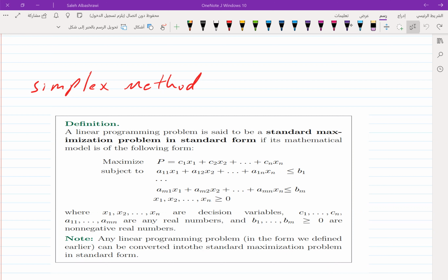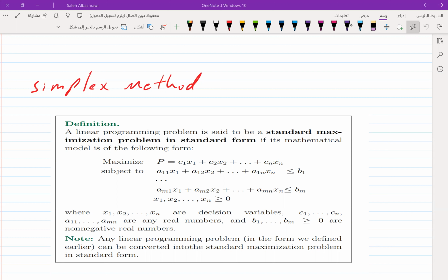In this lecture, we are going to speak about the simplex method. Last time I spoke about the linear programming techniques to find the optimal solution for a linear programming or linear optimization problem. In this part, we are going to speak about the simplex method, which is another technique to find the optimal solution for a linear programming problem.